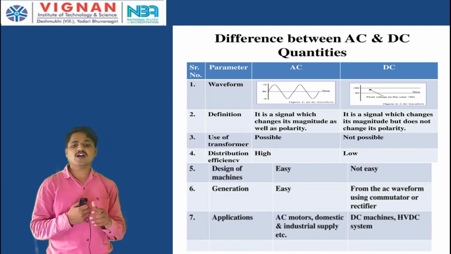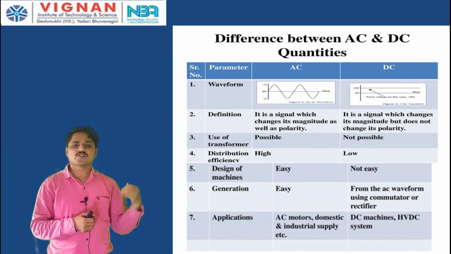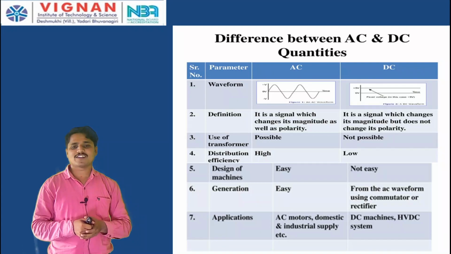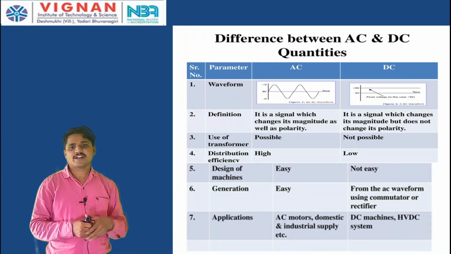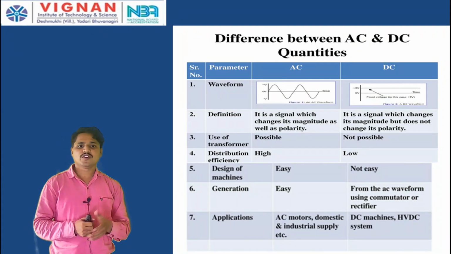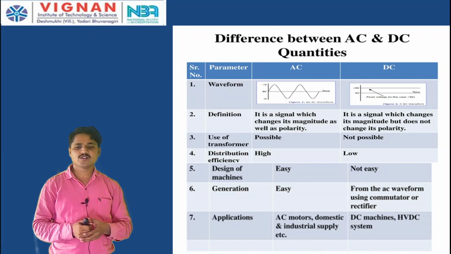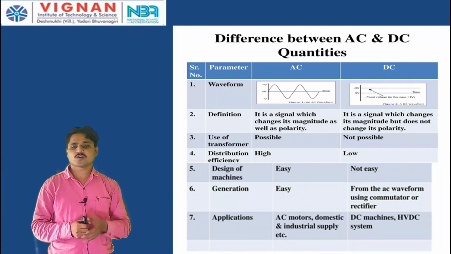So, coming to the application, which supply system should we prefer, AC or DC? It depends upon the application. For AC motors, domestic applications, industrial supply, etc., we can use the AC supply system. For DC applications, we can see submarines and aeroplanes, where we cannot use the AC. So, where we cannot go for AC, we use the DC supply system.